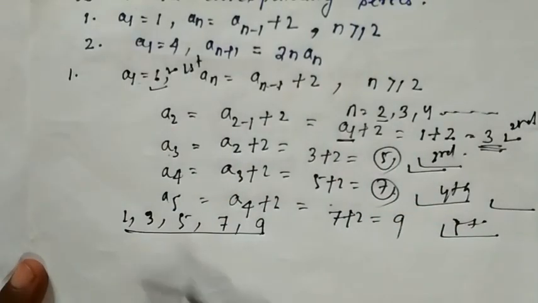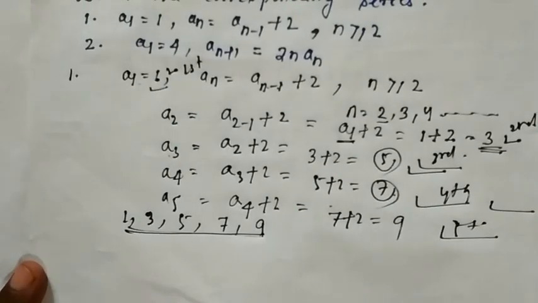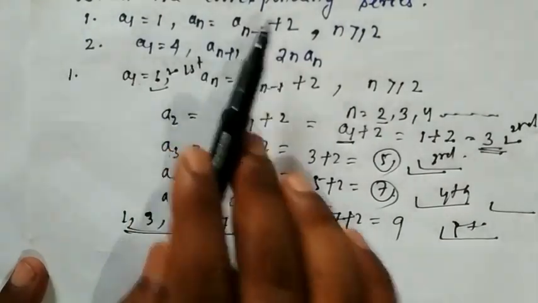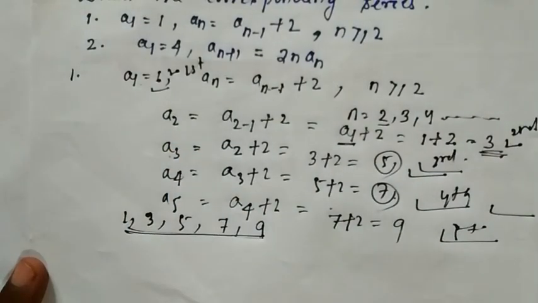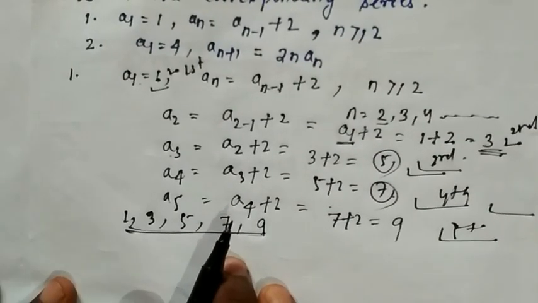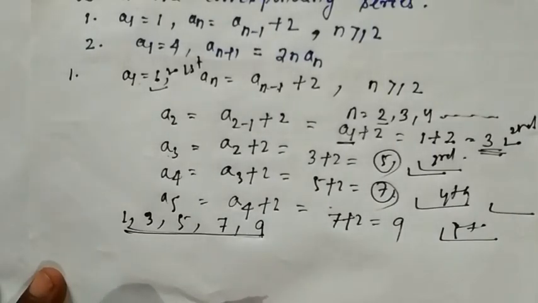This is also an example of a progression because you are calculating the nth term. By applying the nth term formula, any term you can find, and this one also can be a sequence. Is it clear? The sequence whose nth term is given to you can be called a progression. But not every sequence can be a progression.